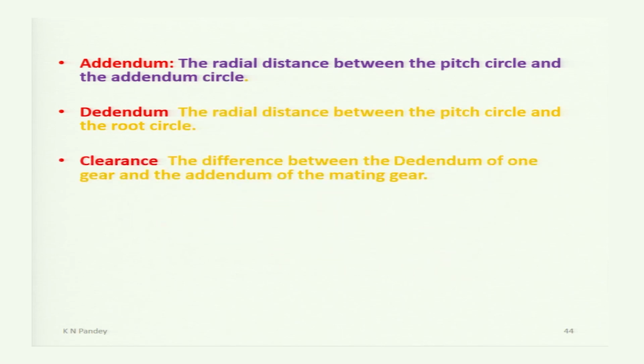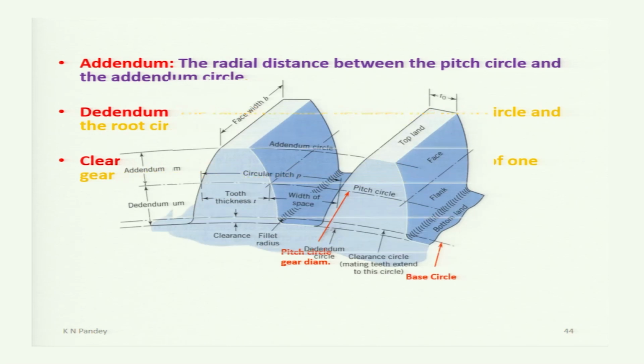Then clearance: the difference between the dedendum of one gear and the addendum of the mating gear is the clearance. That means when a gear tooth of a mating gear meshes, it will mesh along the width of space. So along the width of space, the tooth thickness will be there, and the addendum of the mating gear will mesh in the space of the dedendum of this gear, like this.